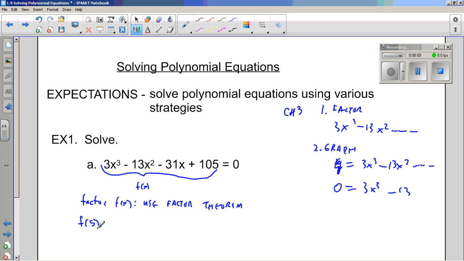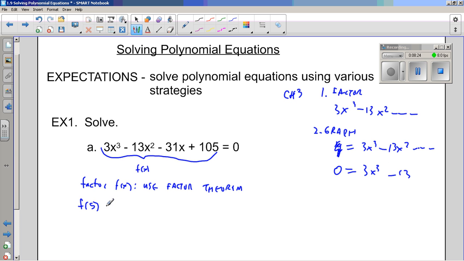Notice f(5) is 0. I realize 105 is big, so we've got to try a bunch of different things. We try 1 and 3 and 5 and -1 and -3 and -5, and whatever one you find, that's fine. When I tried 5, it works. And so instead of me going through the process a whole bunch of times, I'm hoping you'll trust me.